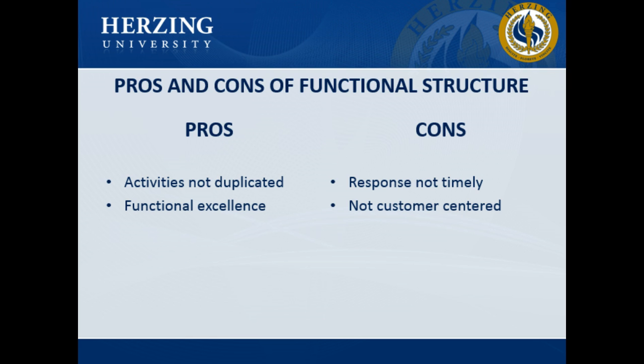We will now explore the pros and cons of each organization. We will start off looking at the functional structure. The pros to the functional structure are the activities are not duplicated. There's functional excellence. The cons are the response is not timely and the structure is not customer centered.